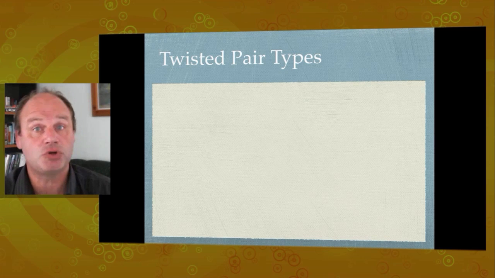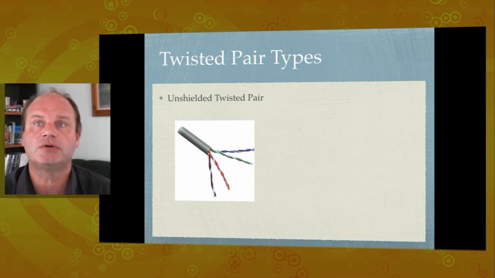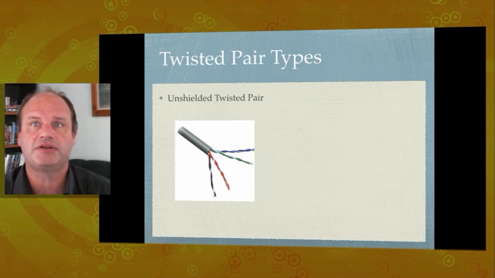Twisted pair comes in two types: unshielded twisted pair and shielded twisted pair. Most of the Ethernet, that's the wired network, uses unshielded twisted pair. Unshielded means it is not protected from electrical interference.